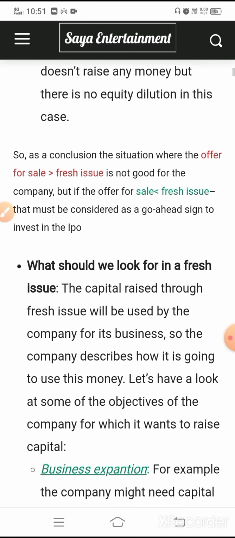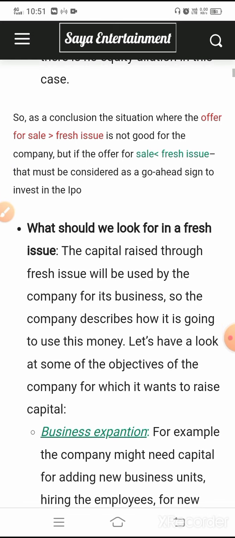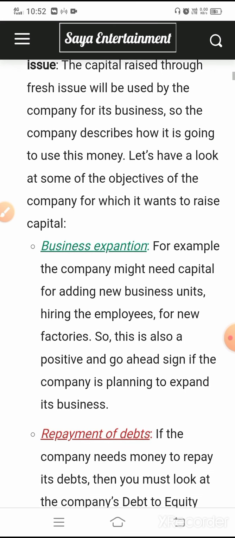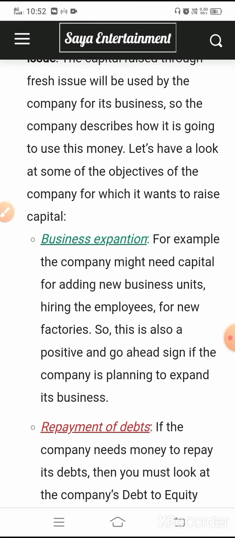And next is, what should we look for in a fresh issue? The capital raised through fresh issue will be used by the company for its business. So, the company describes how it is going to use this money. Let's have a look at some of the objectives of the company for which it wants to raise capital. First is business expansion. For example, the company might need capital for adding new business units and hiring employees for new factories.